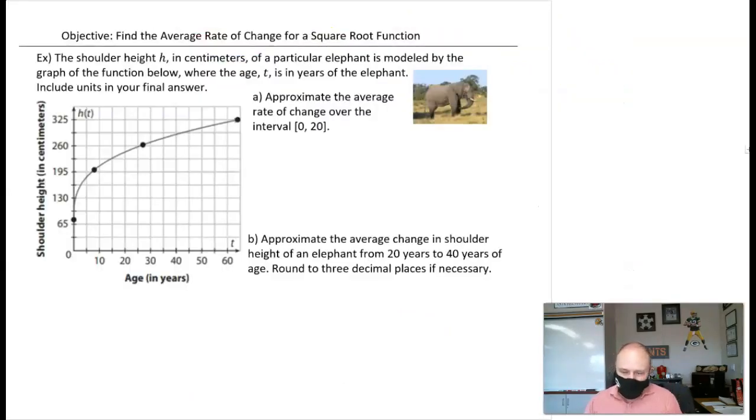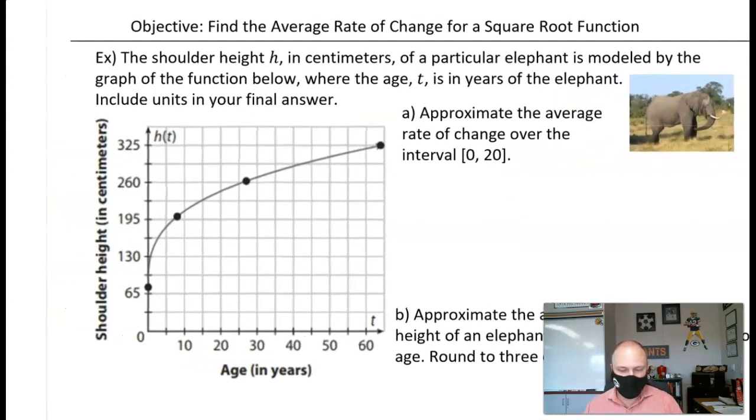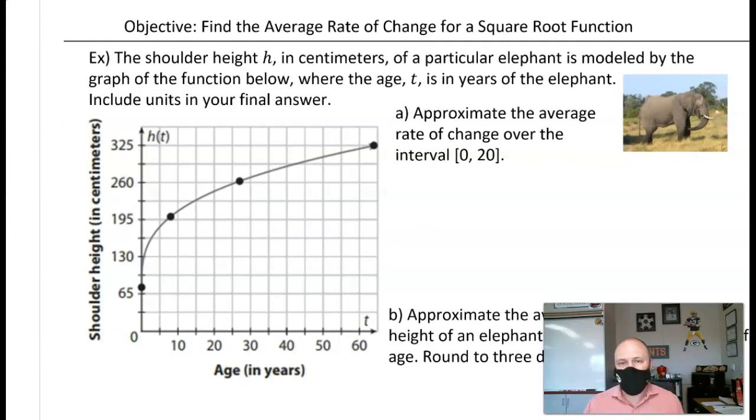All right, let's look at our first example. In this example, we're given a context as well as a graph, so I have a storyline supported by some data points. It says the shoulder height, h, in centimeters, units are very important, especially in context, of a particular elephant is modeled by the graph of the function below, where the age, t, is in years. They want us to include units in our final answer.